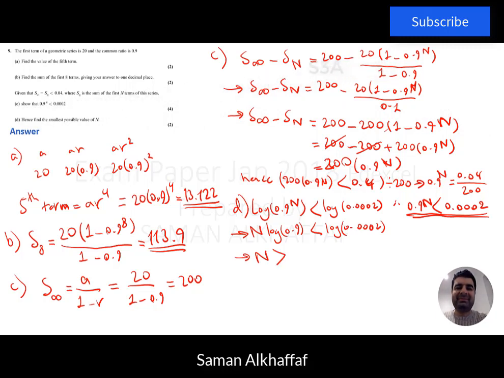In this scenario n will be the division, and because we are dividing by a negative, the sign will change, so we'd have n greater than log of 0.0002 divided by log of 0.9, which will give us a value of approximately 80.84, and so n minimum will be approximately 81. We flip the sign, so this will be our answer, approximately 81, and this will be our answer for part D of this question.